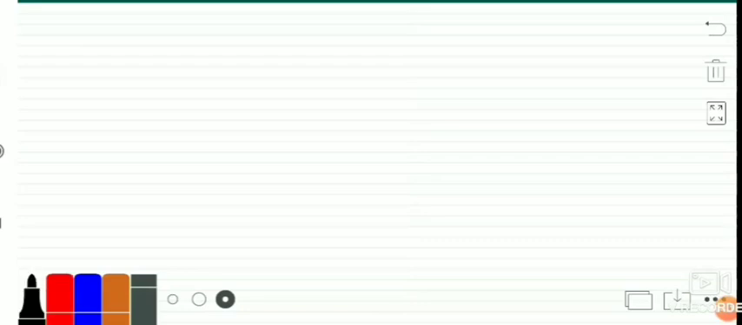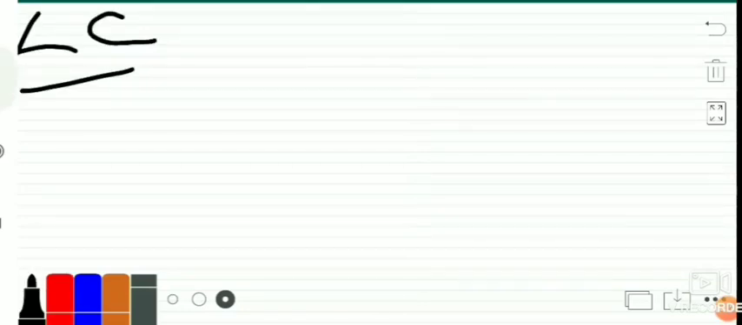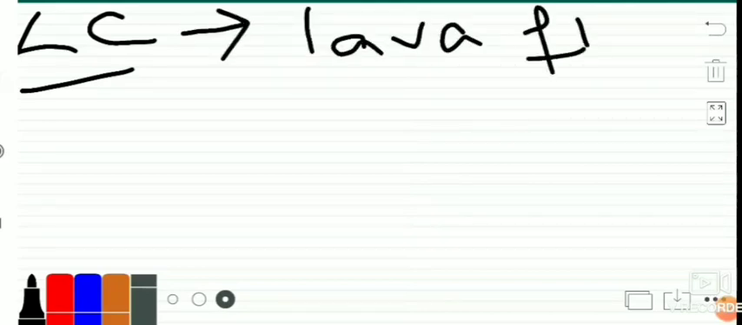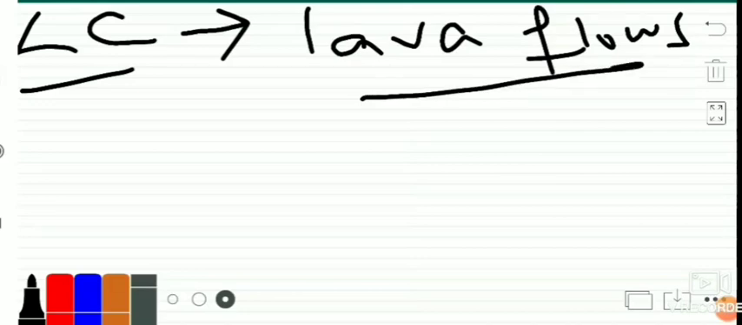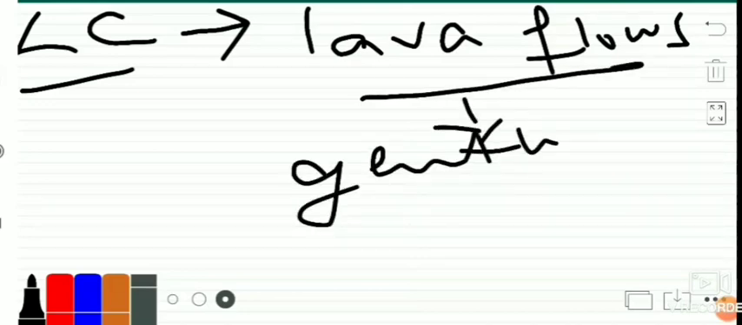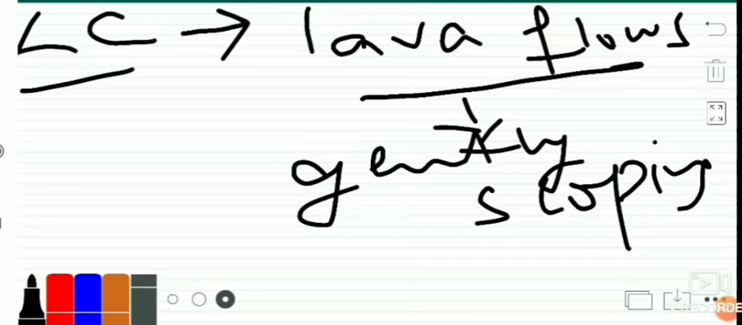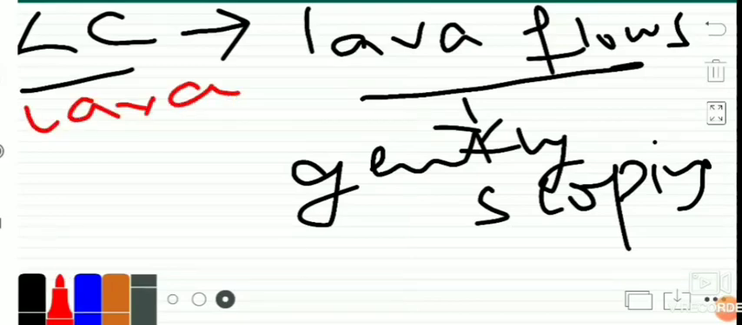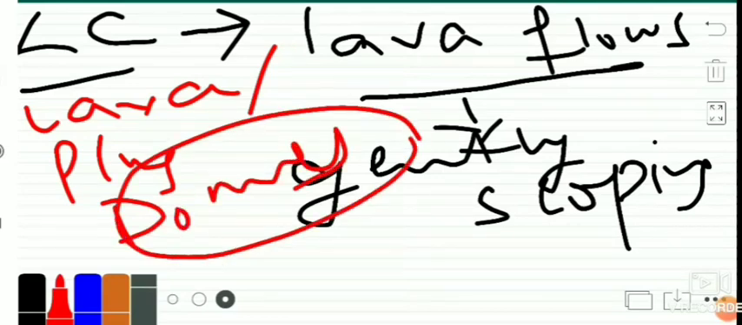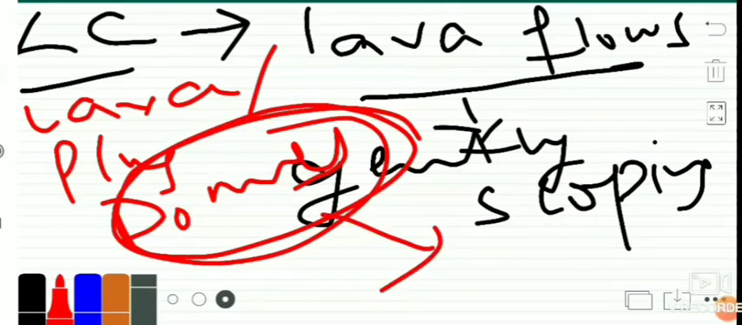Now next comes the lava cone. Since its name says lava cone, these are built up of lava flows, and since these are built up of lava flows, these are very gently sloping. These can be known as lava domes or plug domes, because these are dome-shaped structures, right?